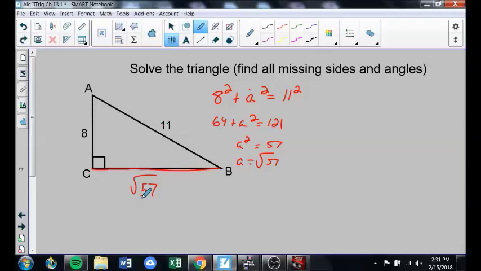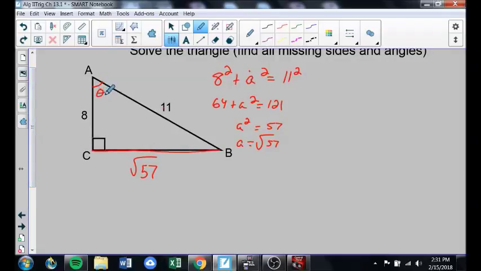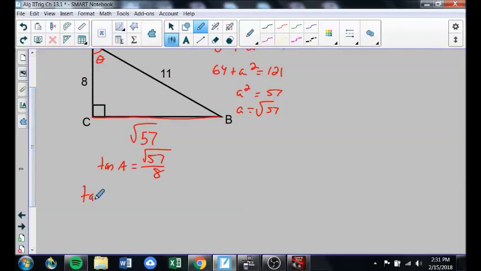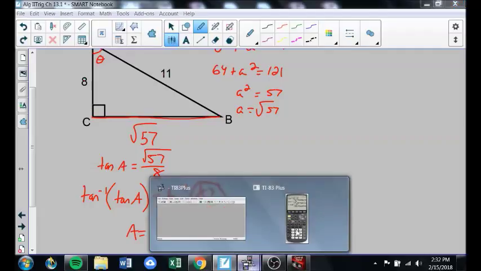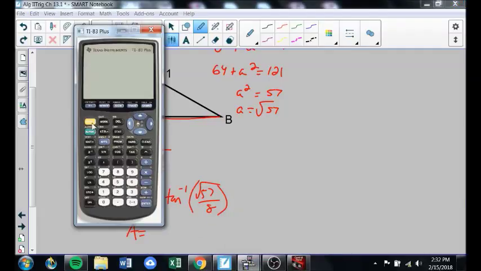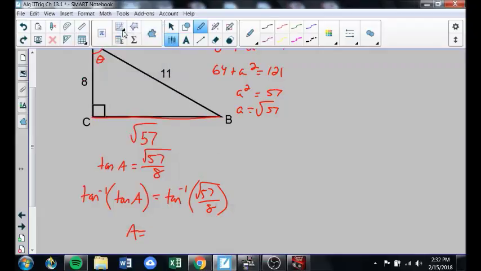Now I need the angles. Well, I'll do tangent. I'm going to call this my angle theta right now. So the tangent of A is opposite over adjacent. To get the angle here, I'll do the tan inverse, because tan inverse is how you find angles. And A is going to equal tangent inverse, so second tangent, of the square root of 57, close that parenthesis, and divide it by 8, giving me 43.34 degrees.